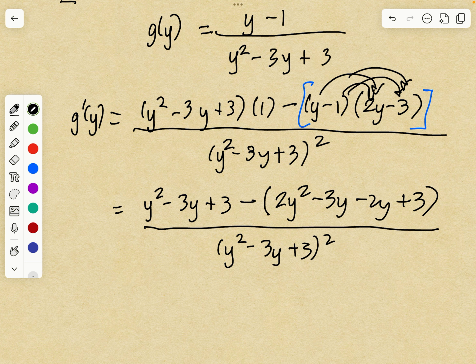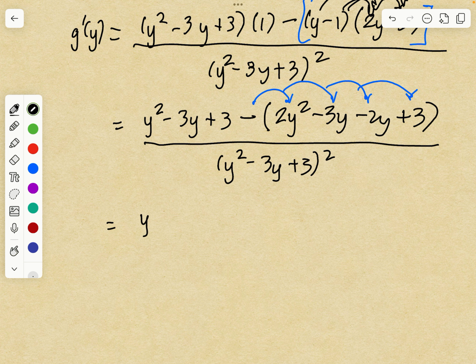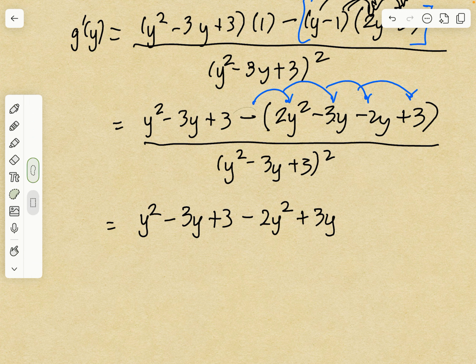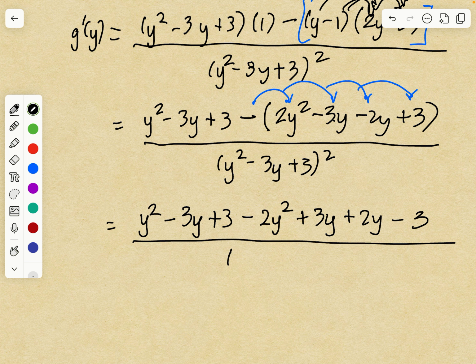And now I still need to distribute the negative sign across here, and then simplify. So I'm going to get y squared minus 3y plus 3, and then minus 2y squared, and then plus 3y, because I have a negative times a negative. When I have negative 3y, that's positive 3y. And then I have negative 1 times negative 2y, that's positive 2y. And then a negative 3. So this all over y squared minus 3y plus 3 in parentheses squared.